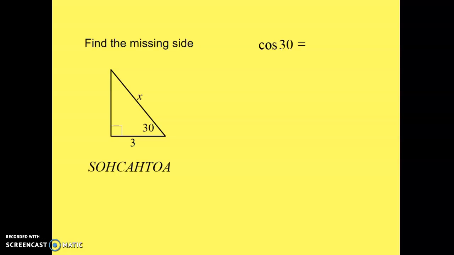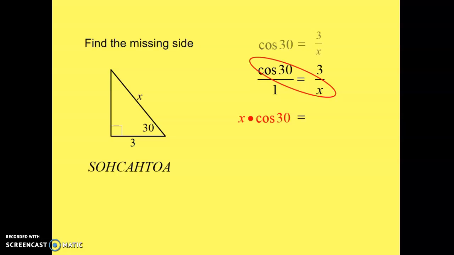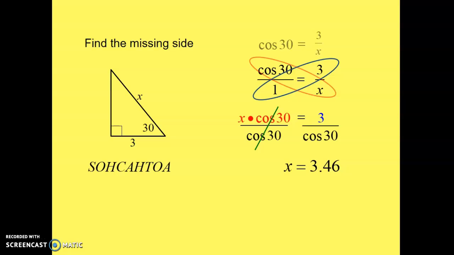So we put the cosine of 30, so the cosine of the angle is equal to the ratio of 3 over x. Now we're going to cross multiply. If you want to put a 1 underneath your cosine of 30, that's fine. You multiply across diagonally, so you have x times cosine of 30, and then 3 times 1. Next, you divide both sides by the cosine of 30 so that you can get the x variable by itself, and then you solve for x. So you should get 3.46.